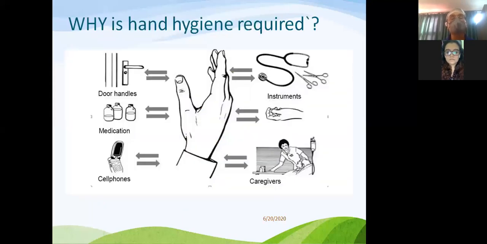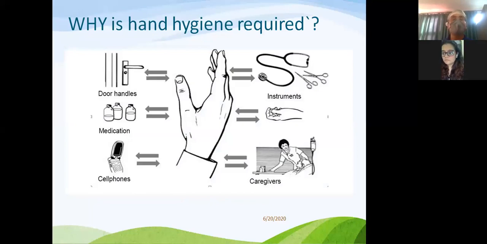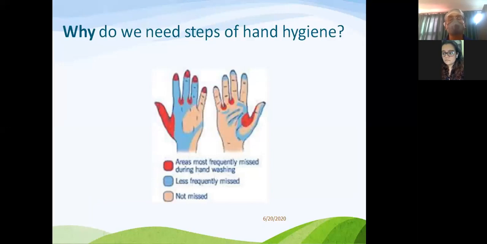And hand hygiene is important because all the time we are touching so many surfaces like door handles, we are giving medications, we are using our cell phones, we are using instruments, and then we are touching the patients also. So that's why hand hygiene is very important. For hand hygiene, these are the areas which are always infected, like the wet spaces, the tips of the fingers and the thumb, they are the most infected. So they are ignored while we are washing our hands.